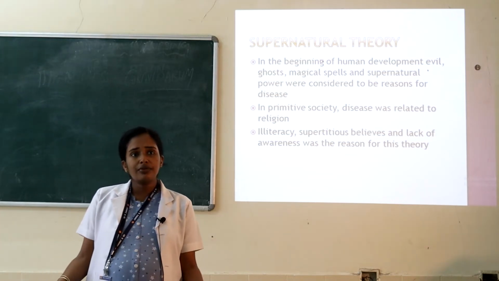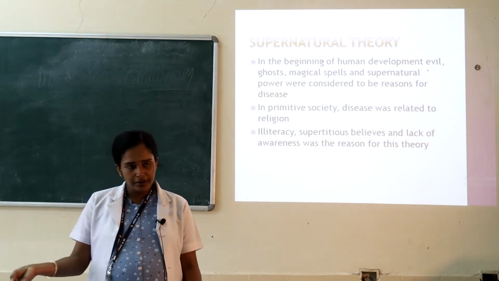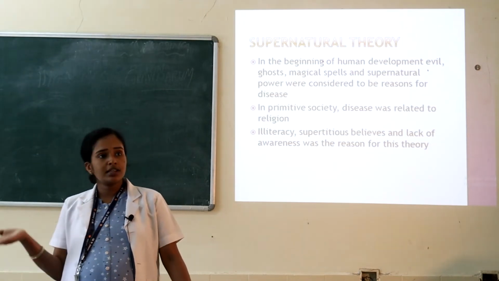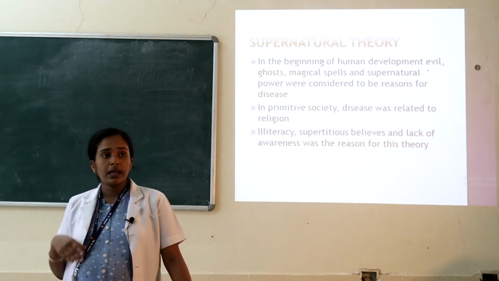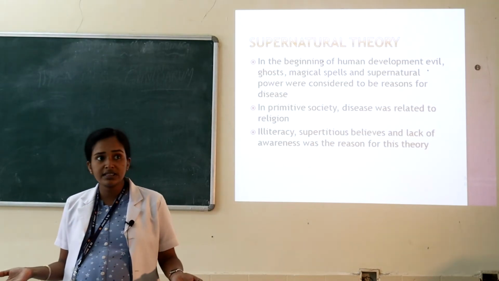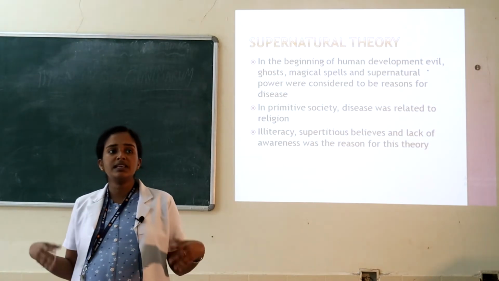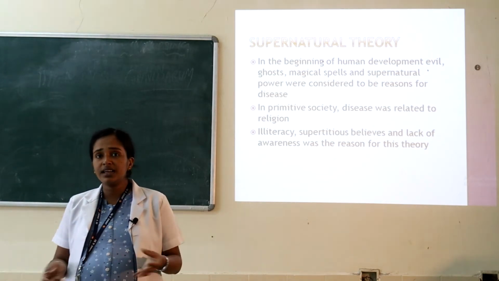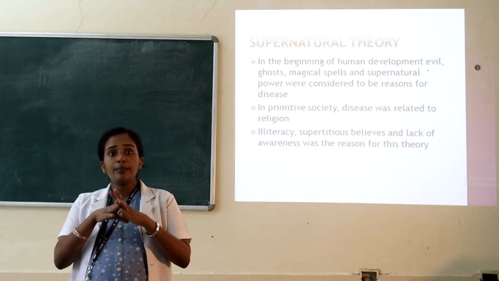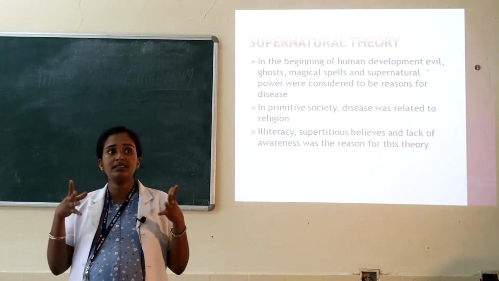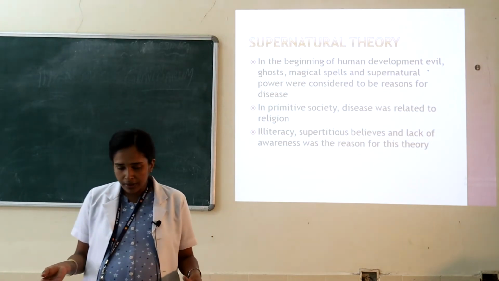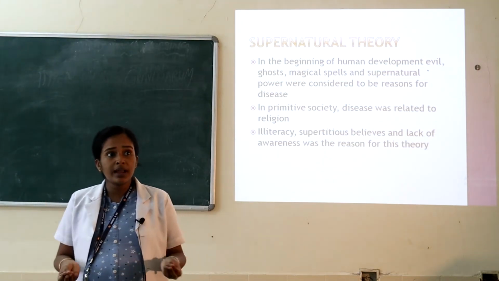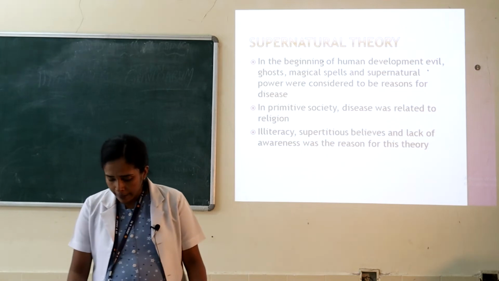And what was the reason for this concept? Illiteracy, uncivilized nature of society, the prevalence of superstitious beliefs, lack of awareness, and lack of scientific studies. So these were some of the reasons for this supernatural theory. And the supernatural theory doesn't make any sense; it was completely out of point and doesn't have any kind of logic, because it doesn't have any scientific base and doesn't explain the exact cause of disease.